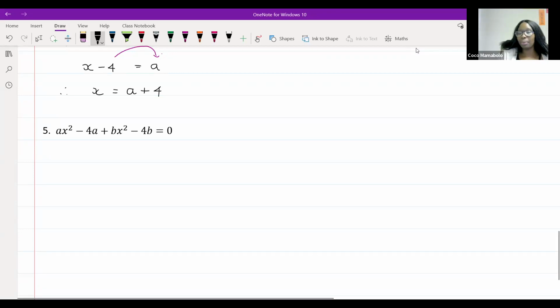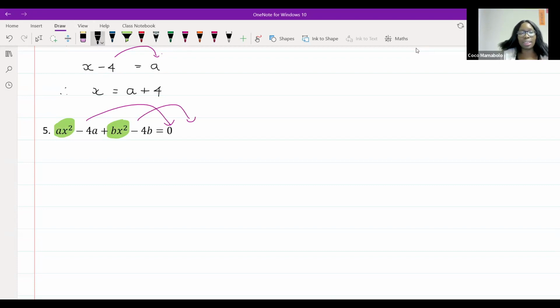All right, so in my way, I'm going to take ax squared and bx squared. Those are the two things with x. I'm going to leave them on this side. And everything else that doesn't have an x must go to the other side. So the negative 4a and the negative 4b must also go over to the other side.